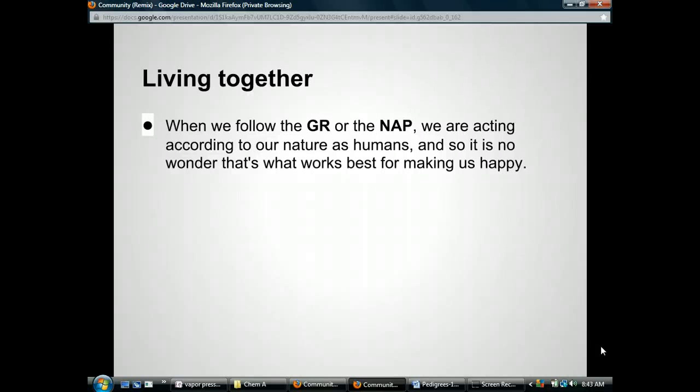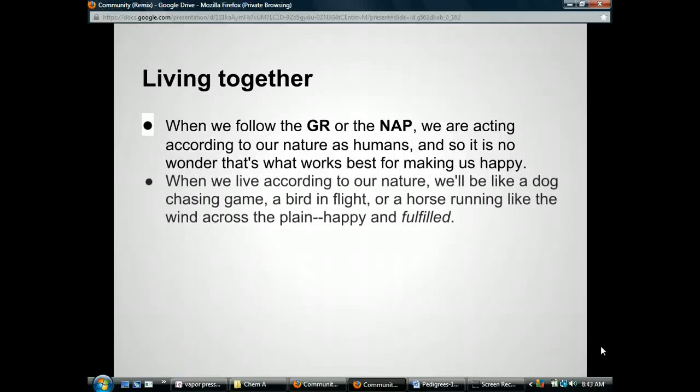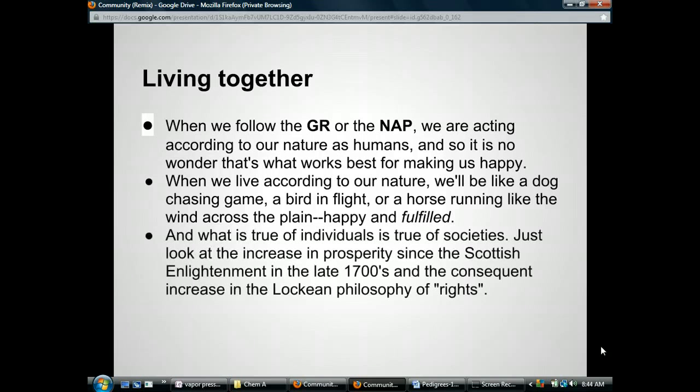When we follow these rules, we are acting according to our nature as humans. And so it is no wonder that this is what works best for making us happy. When we live according to our nature, we'll be like a dog chasing game, a bird in flight, or a horse running like the wind across the plain, happy and fulfilled. And what is true of individuals is true of societies.